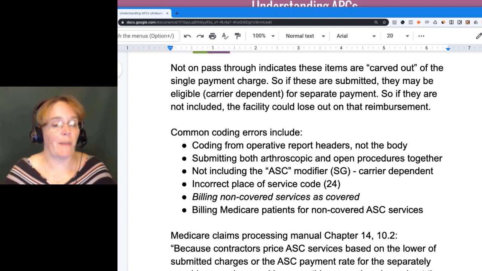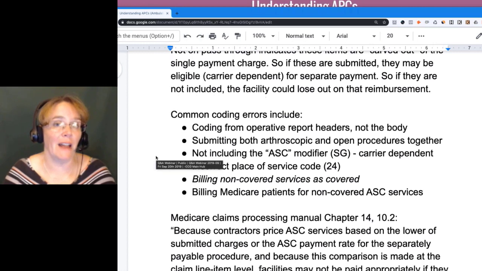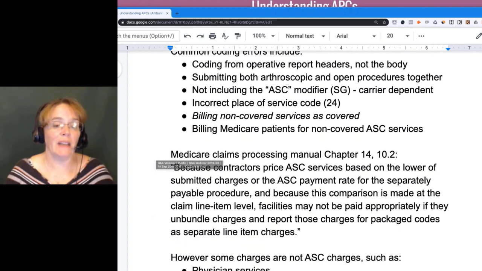This is carrier dependent, but there is an ASC modifier. So the SG, now Medicare doesn't require that you use the SG, but there are other carriers, and some of them are federal carriers, that do require that SG modifier.